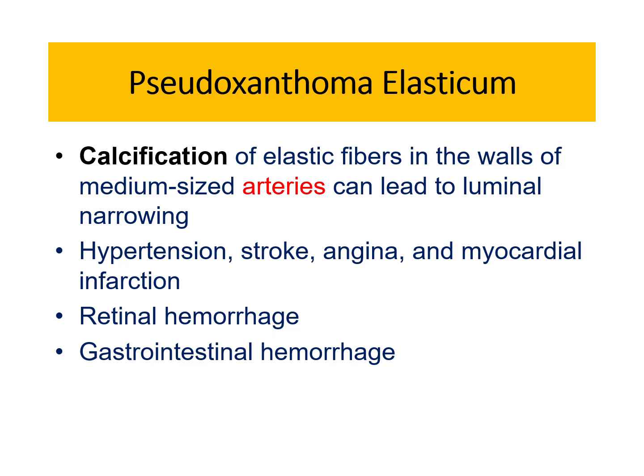When calcification occurs in the elastic fibers and the arteries, so in the walls of the medium-sized arteries, because of the calcification, you will get narrowing of the arterial lumen. And when you get narrowing of the lumen, then this could lead to hypertension, to stroke, angina, myocardial infarction, etc. They can have retinal hemorrhages, gastrointestinal hemorrhage also because of the weak elastic fibers.